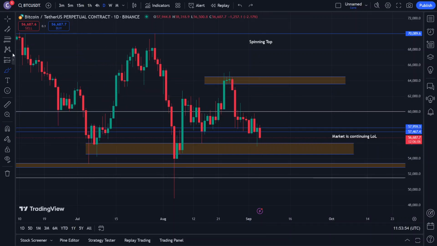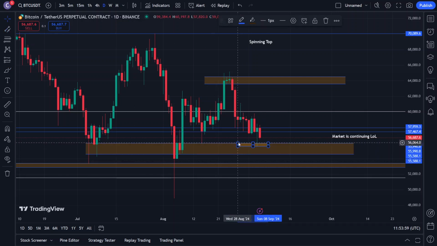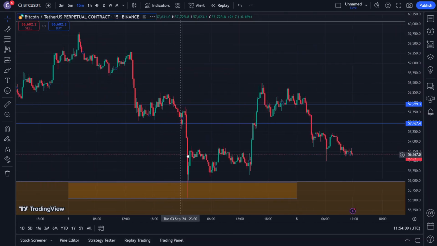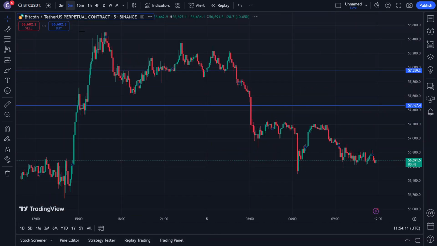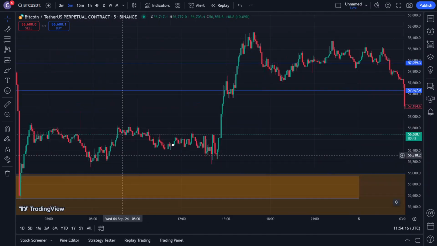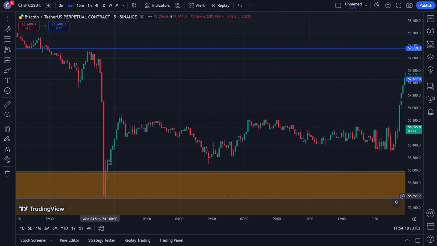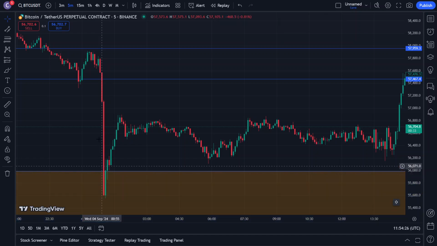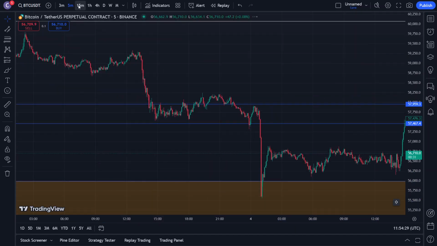I can also explain how this is a sweep. If I draw a small level over here, this one is a 100% sweep. If I go to the 15-minute chart, I can show you this one is a sweep. If I go to the 5-minute time frame, you can see the candle has closed inside this region. That's why this is a sweep. It has made a liquidity sweep for sure, and then after making it, it went up again.